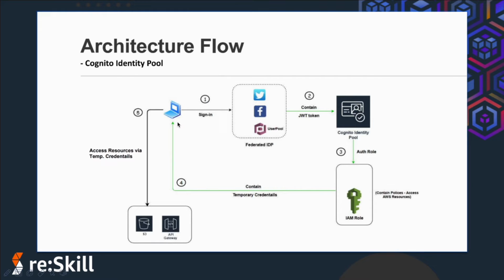And with the help of those, the user can save those tokens, save those keys in the form of a cookie in the browser. And you can see that in step number 5, with the help of this credential, we can access other AWS resources. All right. In this case, we can see S3 or API Gateway, right? So if the user wants to call API Gateway, we have to give the permission in the IAM auth role to invoke API Gateway. So that's how the identity pool works.